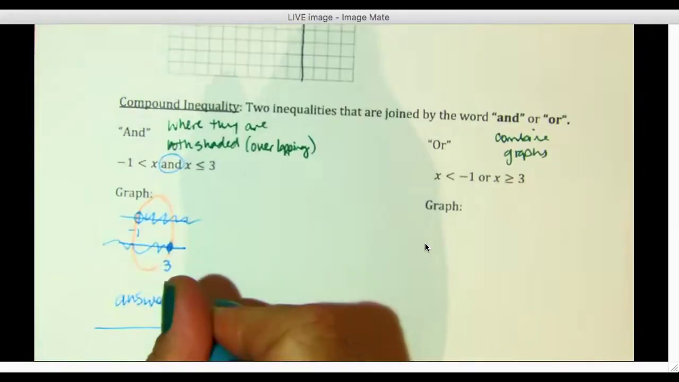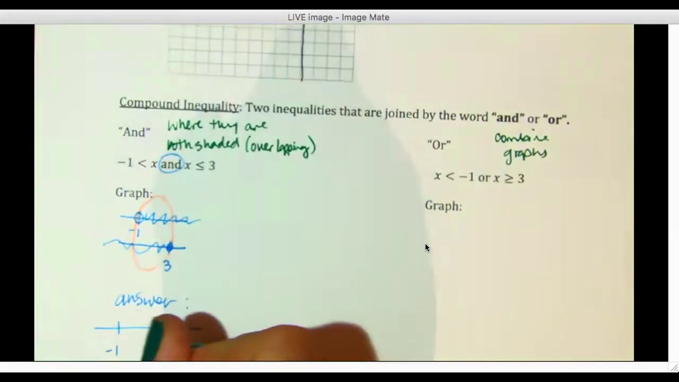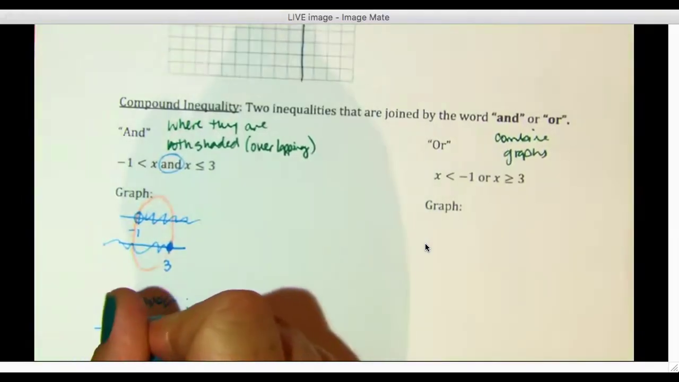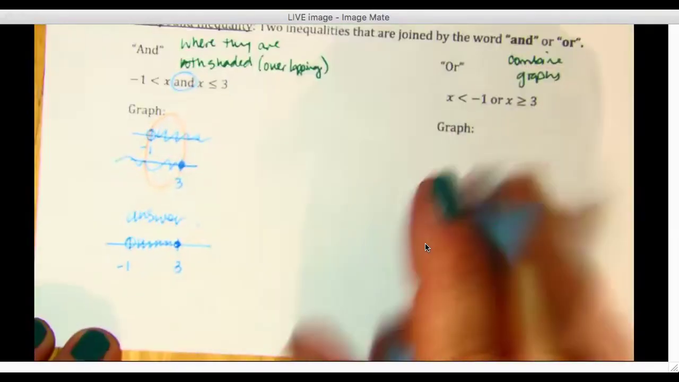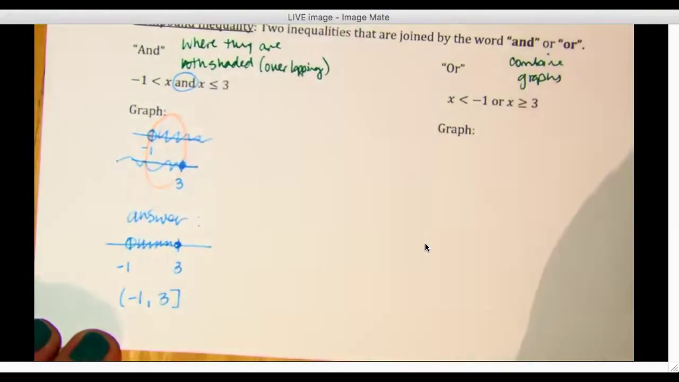So my answer is on one number line here, -1, 3, closed dot, open dot, and it's where they're both shaded. And then writing that in interval notation would be -1, 3, and then a bracket on 3.